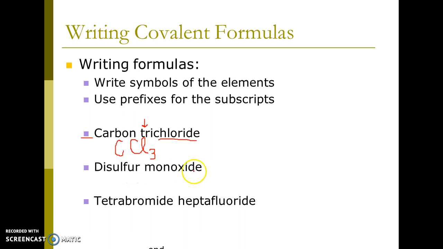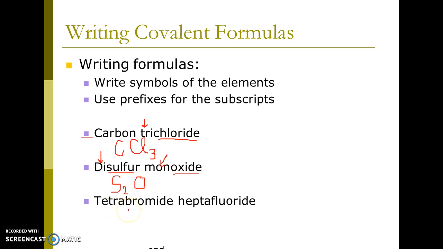Let's look at the next one. We have disulfur monoxide. I'm going to find sulfur on the periodic table. Its symbol is S. I look at my prefix. It says di, which means that I have 2 of them. My second element, I see oxide. Oxide is oxygen. Its symbol is O. And then the prefix is mono, which means that there's only 1. Therefore, my formula will be S2O.